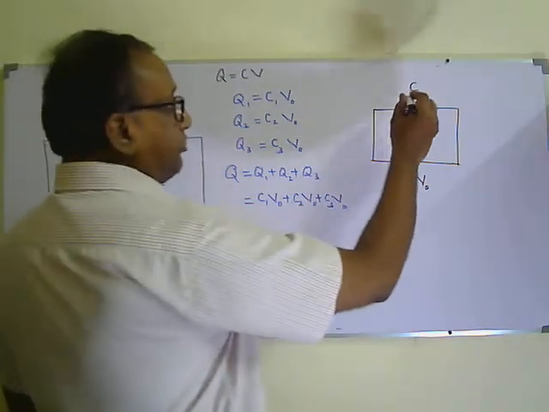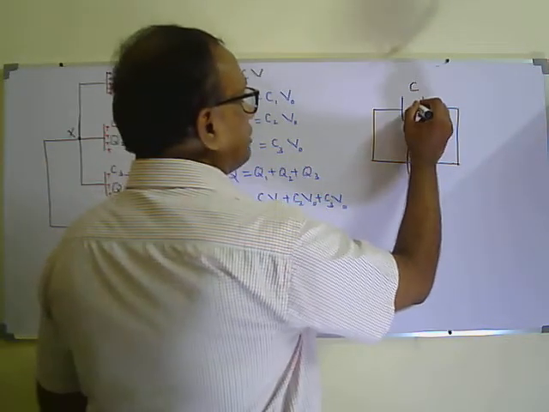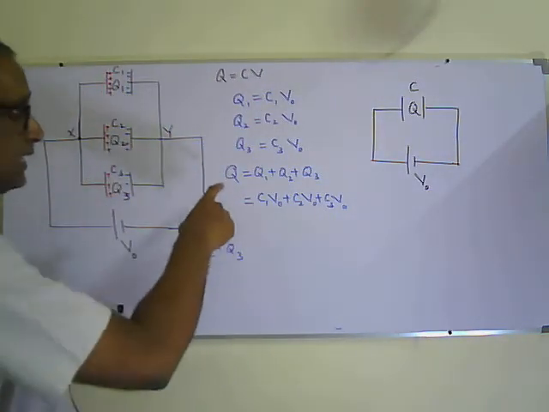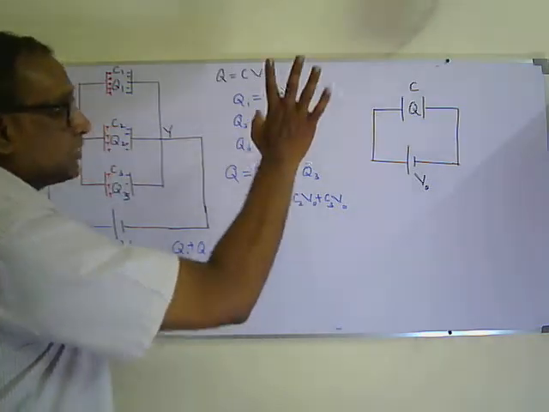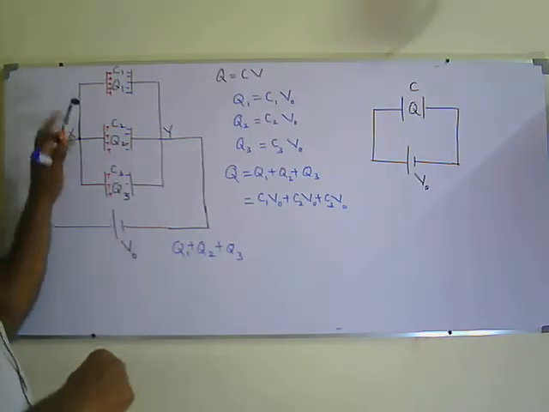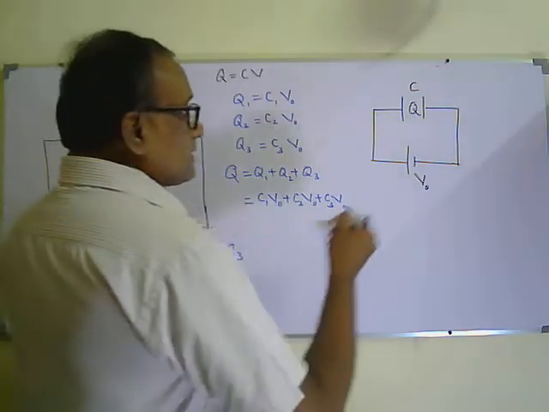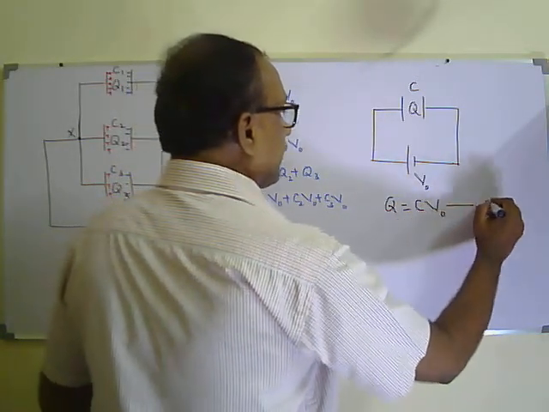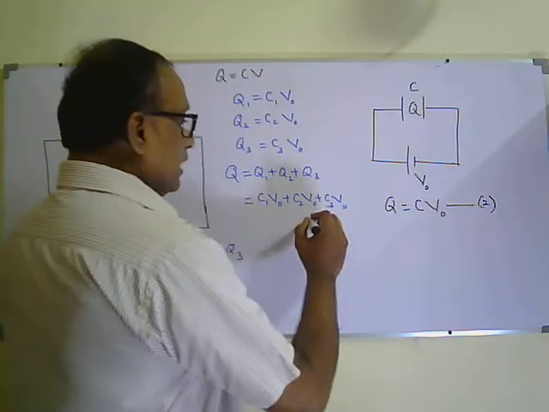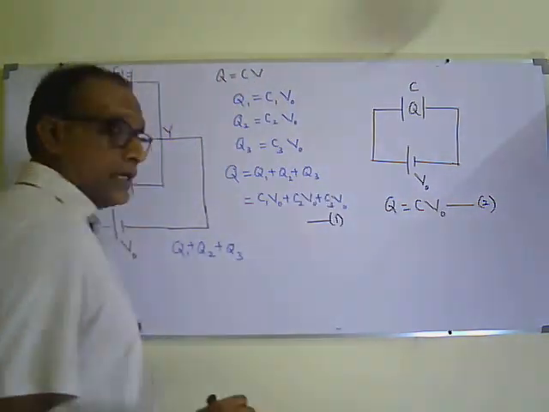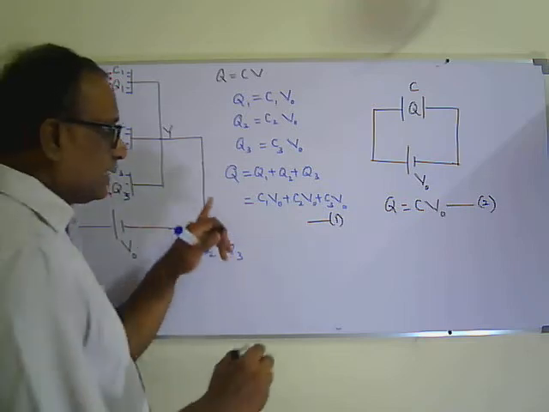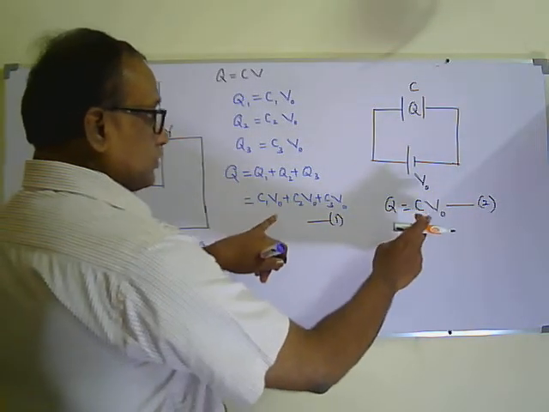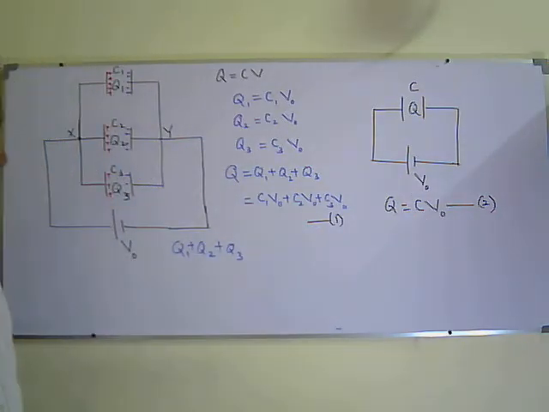So the charge flown is Q. Here also the charge carried by the capacitor C should be Q, that is Q1 plus Q2 plus Q3. It's carrying the total charge that flown in this circuit. So I can say for this capacitor Q equals C V naught. I can say this as equation 2, this as equation 1. In these two equations, the left side quantity is the same, so the right side quantities should be the same.